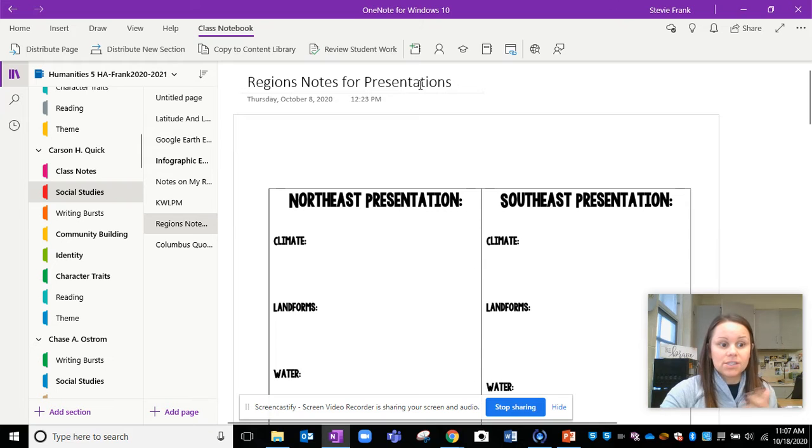So where did I get this? It's already in your book. I happen to just be looking in Carson's book. Click on your social studies folder, then click in Regions Notes for Presentations.